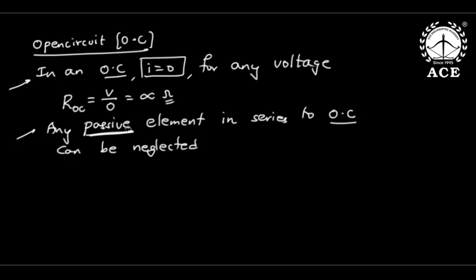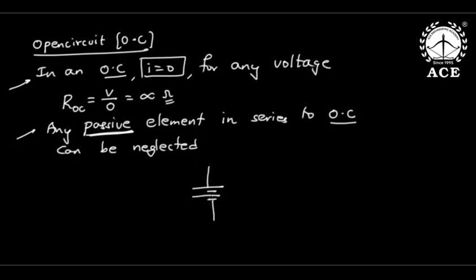In an open circuit, current is zero for any voltage. Please understand, current is zero for any voltage. Resistance of an open circuit is infinity. Any passive element in series with an open circuit can be neglected.